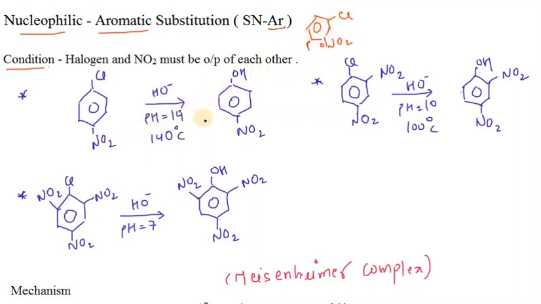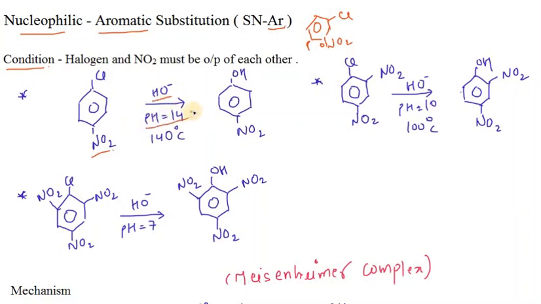Now we know that chlorine is a good leaving group, so chloride ion is a good leaving group. Let's take an example when the NO2 and halogen are at the para position, relative to each other. Now when we have only a single NO2, we will require the OH minus ion obviously to replace the chloride ion. In that case, we will need the concentration of OH minus very high.